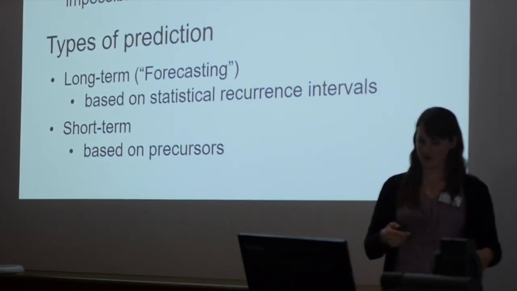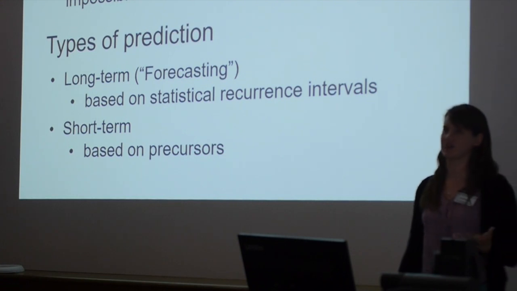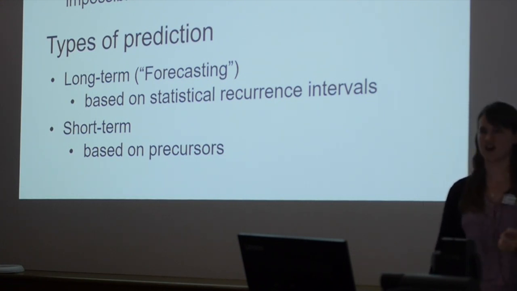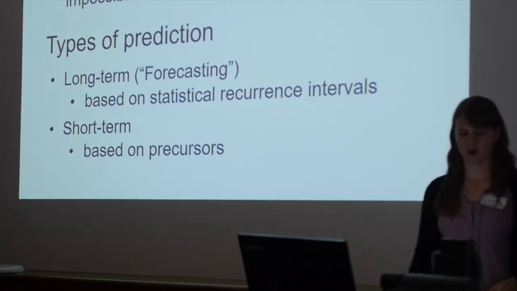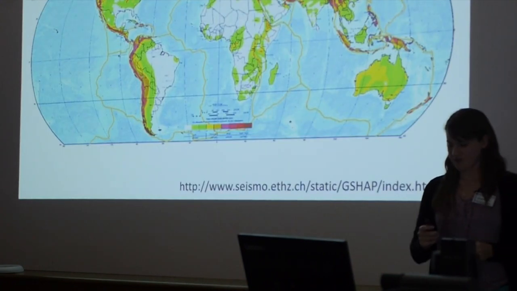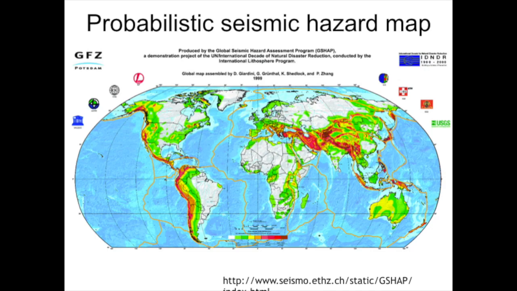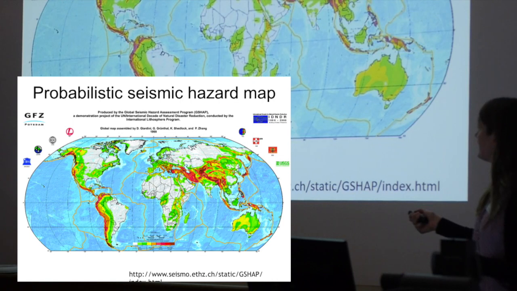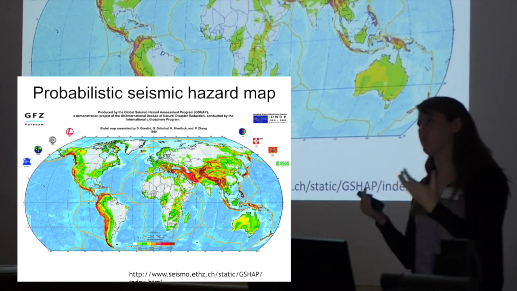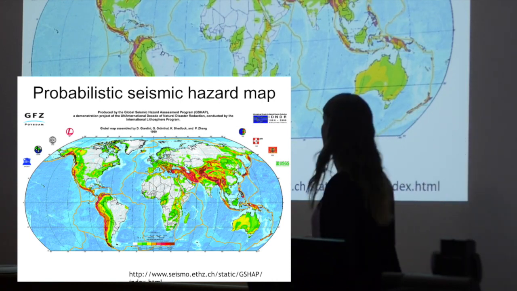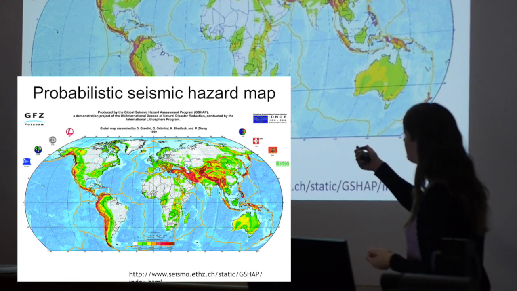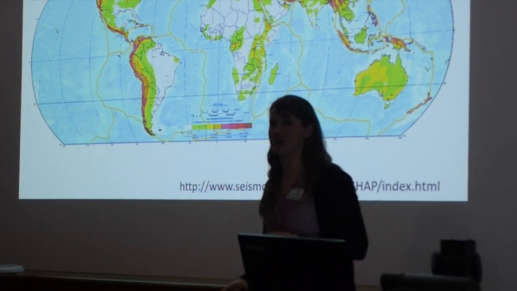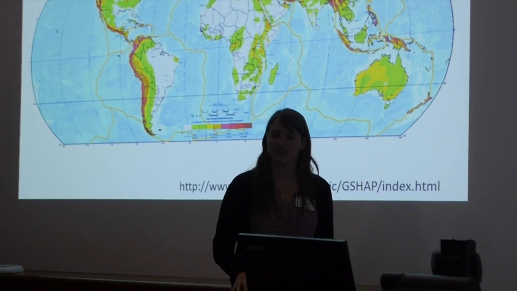Or there's short-term forecasting, which is based on precursor signals, so initial signals that tell us there's an earthquake coming. So for example, this is an example of long-term forecasting. This is a probabilistic seismic hazard map, where the colours tell you the level of seismic hazard in these different areas. So here in the UK, we're coloured in green, which means the hazard due to earthquakes is relatively low.